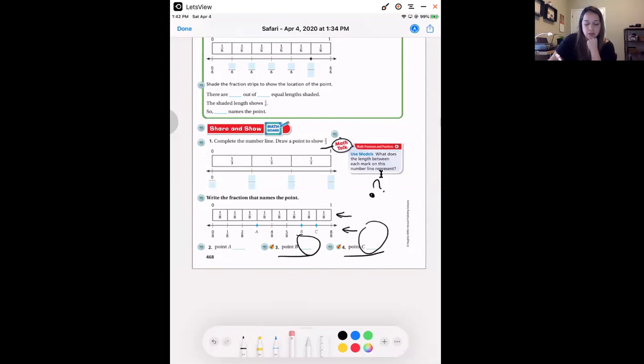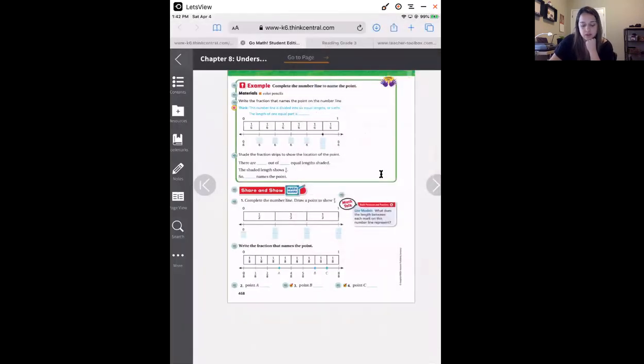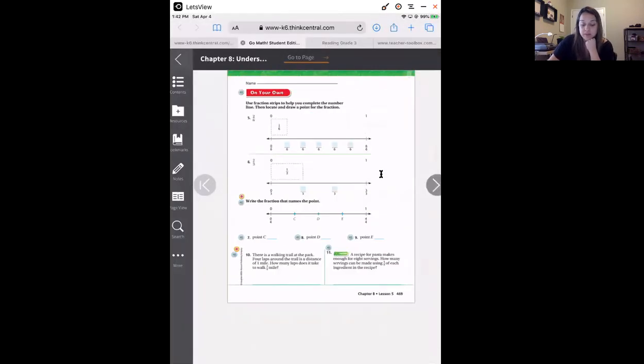Now we're gonna keep it going. On to the next page. Ready? Number 5 and number 6, now you need to draw the fraction strips. They did the first one for you. Just follow it along as best as you can.